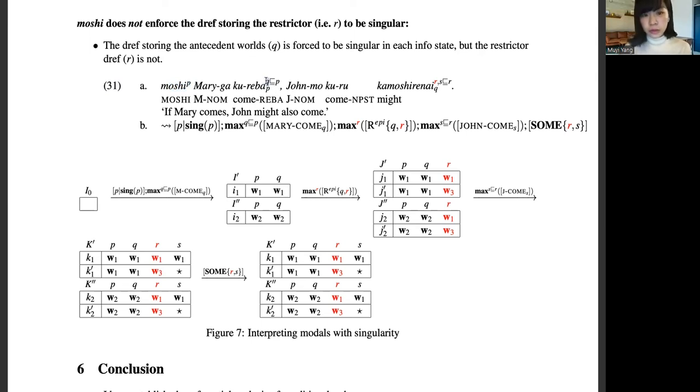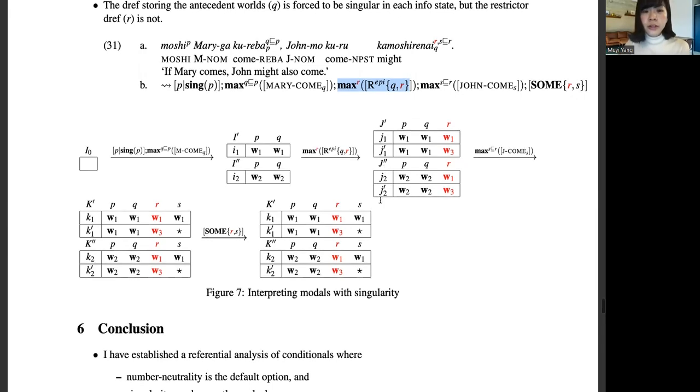Q, so that's Leba, it is forced to be singular in each information state, which is what we have seen earlier with Q adverbial conditionals. However, in this case, the restrictor deref R is not. It is not because there is an epistemic accessibility relation that enables R to be established with respect to each world stored in Q.